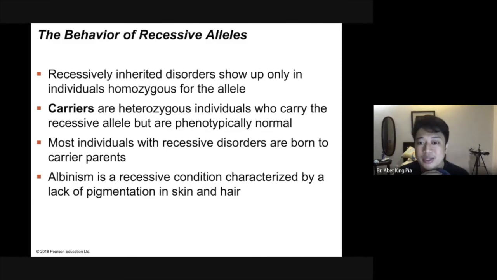Most individuals with recessive disorders are born to carrier parents. Ayan. So, mapapansin natin yan, parents mo normal, pero meron isa sa mga anak na merong sakit ng whatever disease is that. So, because both of them are carriers. So, yan, albinism is a recessive condition characterized by a lack of pigmentation in skin and hair. Recessive siya, like dun sa activity natin, recessive ang albinism.